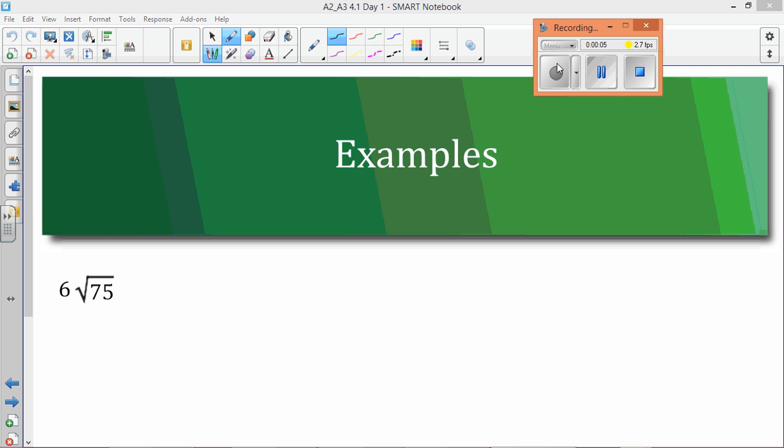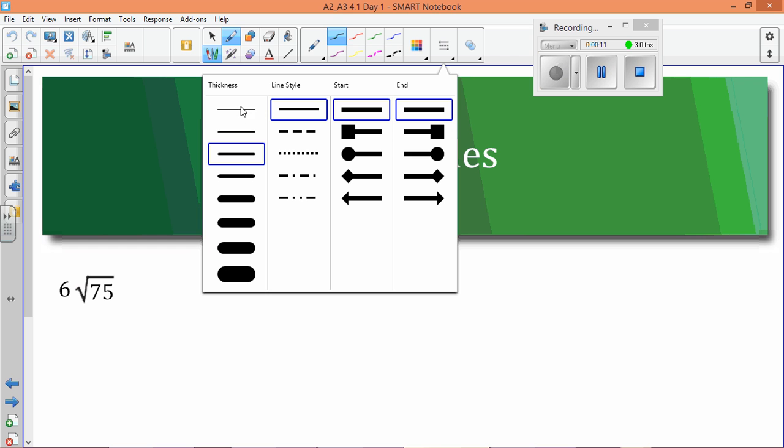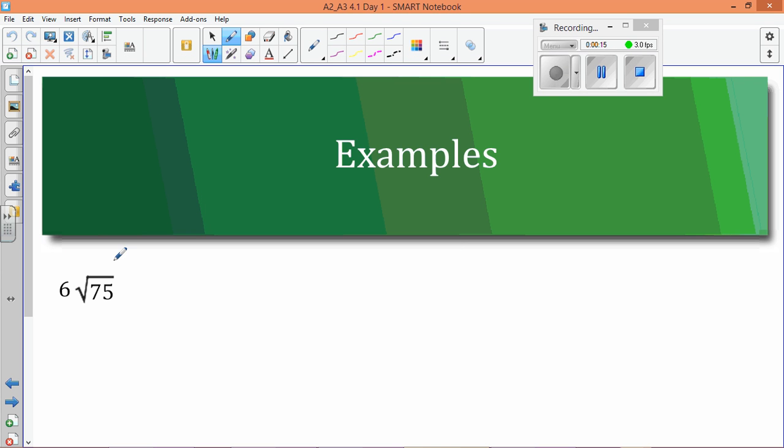Okay, we have one final last piece of the puzzle that I wanted to cover at the end of the class today. And that is what happens if there is a coefficient that's already on the radical. So here, our coefficient, as you can see, is 6, and we have the square root of 75. So the good news is that the process is exactly the same.